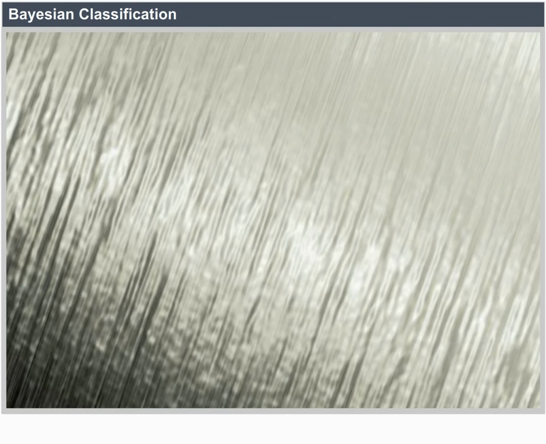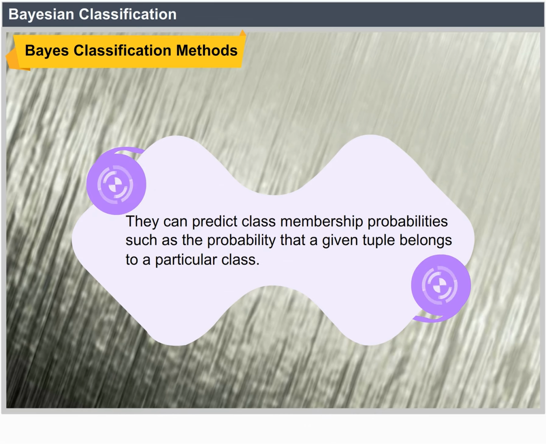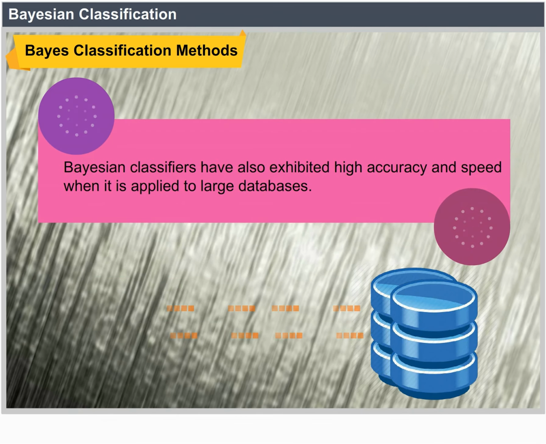Bayesian classification. Bayes classification methods. Bayesian classifiers are statistical classifiers. They can predict class membership probabilities, such as the probability that a given tuple belongs to a particular class. Bayesian classifiers have also exhibited high accuracy and speed when applied to large databases.